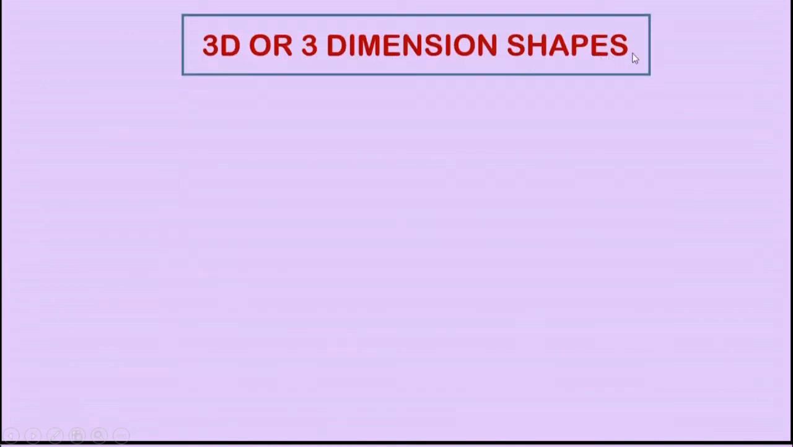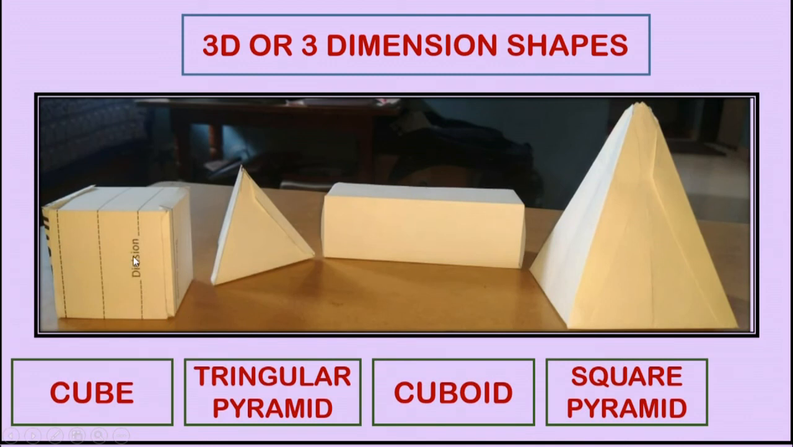3-dimension or 3D shapes I have done. How many? 1, 2, 3, 4 3-dimension shapes. From what? 2-dimension shapes. 2-dimension means flat surface. This cube I have made from a net which had 6 squares. This is what? A triangular pyramid with 4 triangles, 1 triangle as a base and the other 3 triangles giving the structure its height.